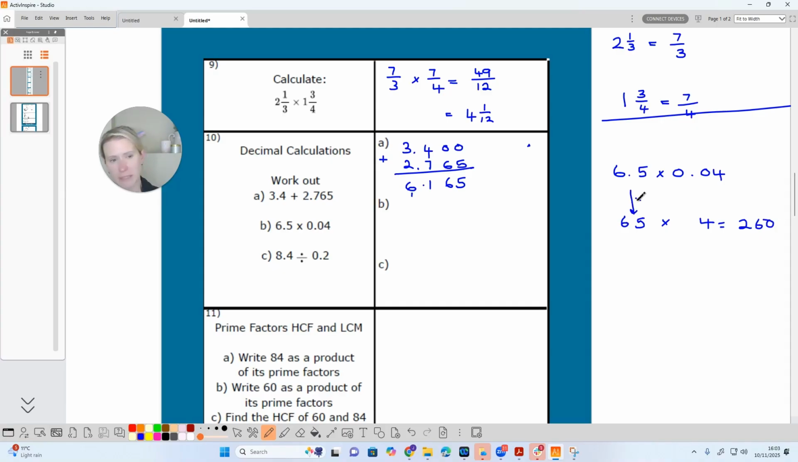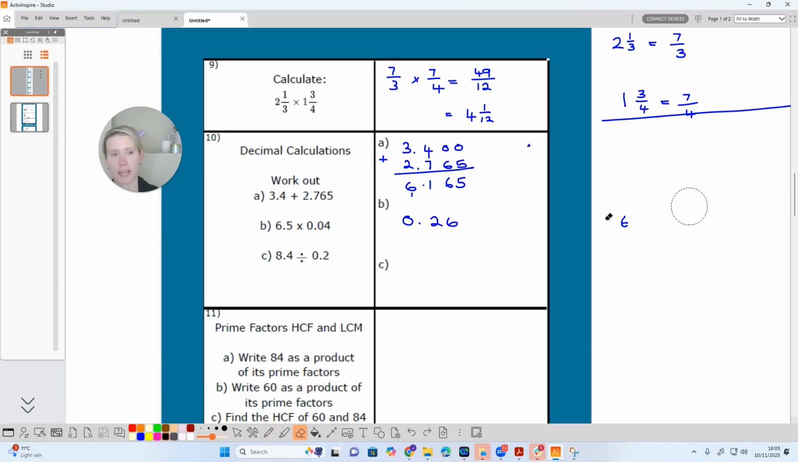Now, that has been times by 10 to get to 65, and that's been times by 100. So the overall effect there is it's 1,000 times bigger. This answer is 1,000 times bigger. So to get back to our answer, we need to go 1,000 times smaller. So if we're starting with 260, 26 would be 10 times smaller, 2.6 would be 100 times smaller, and 0.26 would be 1,000 times smaller. So 0.26.